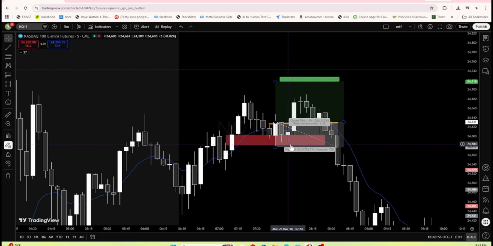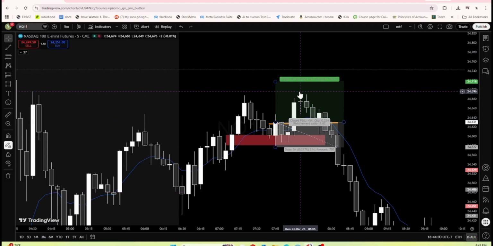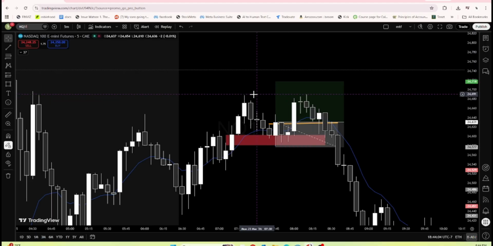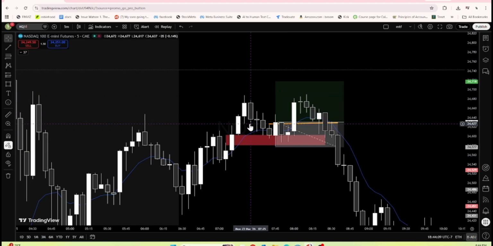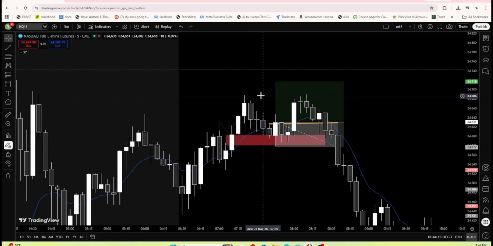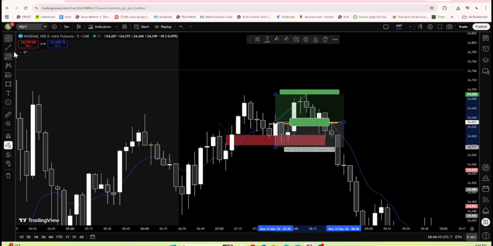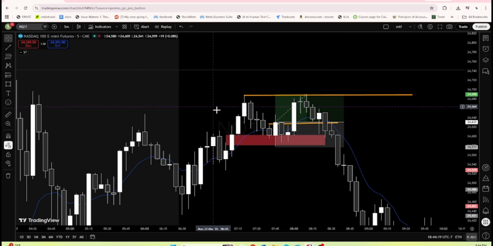And you have two different options when it comes to this. You can either aim for a one-to-one risk to reward, or you can just aim for the next swing high if you're going long, and if you're going short, you look for the next swing low. So you can see right over here that there is a swing high that you can easily aim for. Now, yes, this is hindsight.